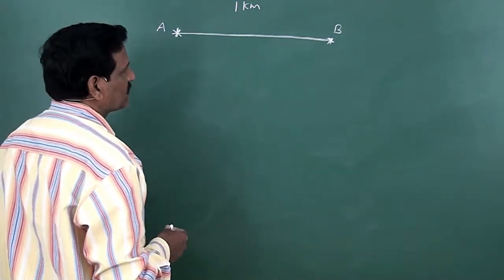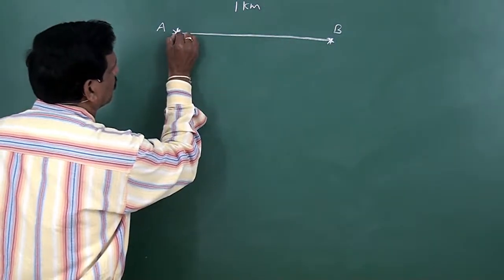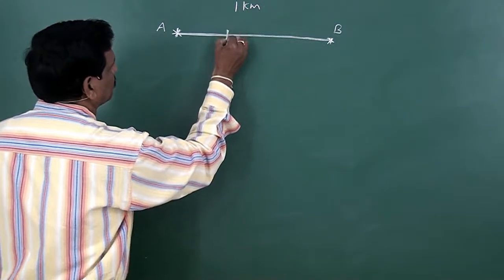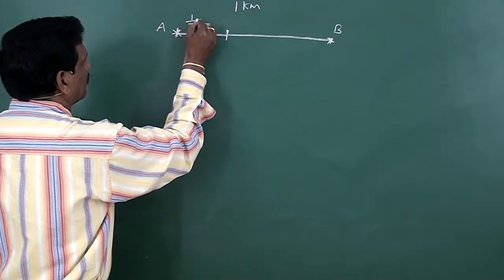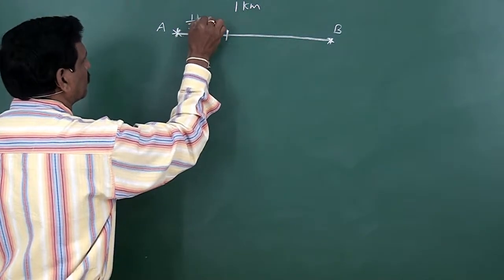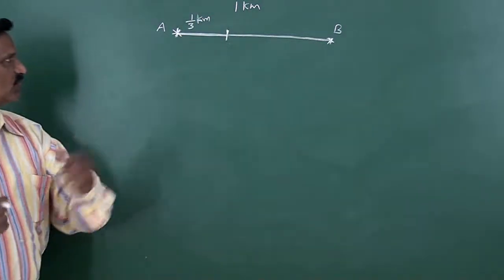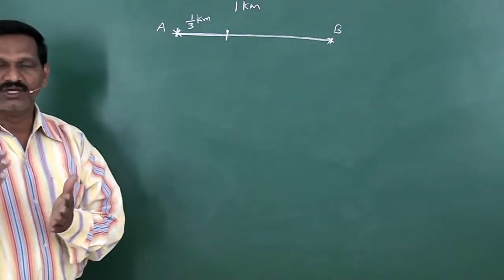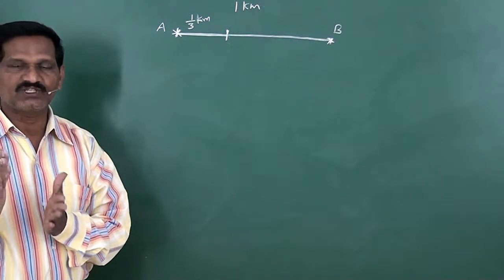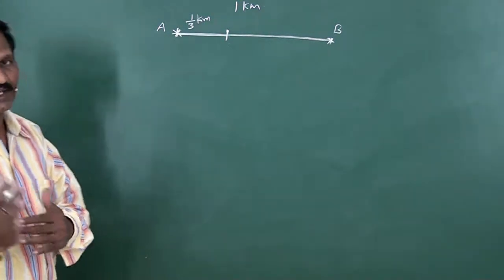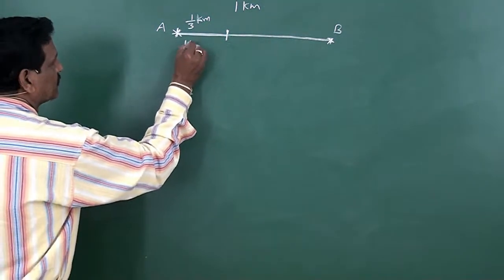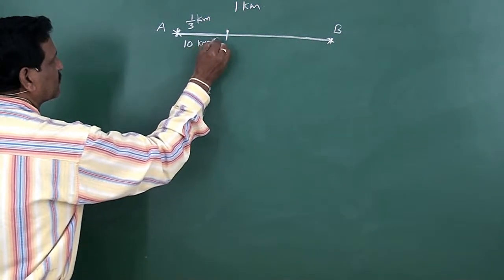And here, first 1/3. This is the first 1/3, that is 1/3 kilometer. This 1/3 kilometer, the first 1/3 distance, is travelled with a speed of 10 kmph. So here the speed is 10 kmph.